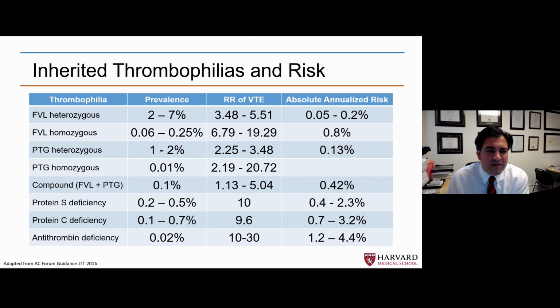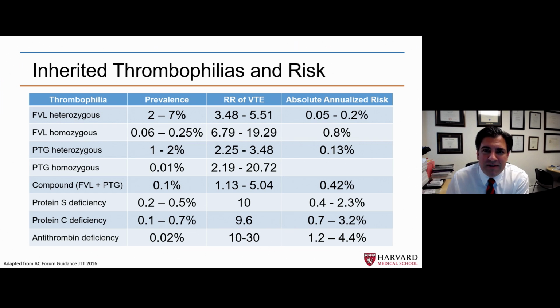And so when you see here, you can see that patients who are heterozygous for factor V Leiden, this is fairly common in the general population, and there's a wide range of relative risks, but the absolute annualized risk of that first VTE is very low. In addition, factor V Leiden does not increase the risk for recurrent thrombosis. This is in contrast to patients who are homozygous for factor V Leiden, who have very high rates of thrombosis, approaching almost 1% annualized risk.